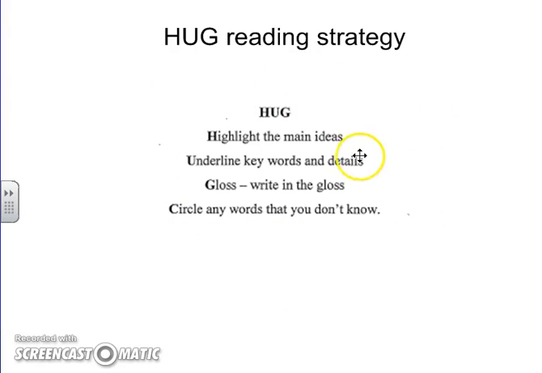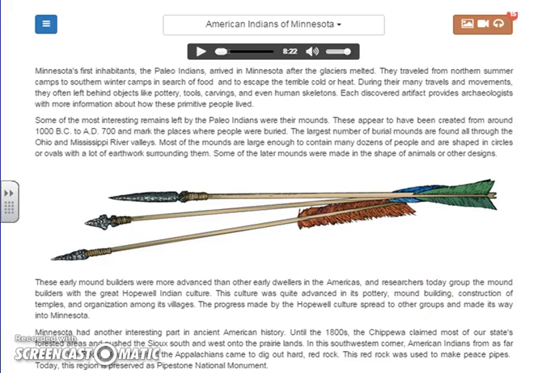HUG. So I need to highlight the main ideas. Usually the main idea is the first sentence or sometimes even the last sentence of the article. So I'm going to grab my highlighter and let's see. This first paragraph was talking about these people and how they lived. So I would say a very good main idea is that Minnesotans' first inhabitants were the Paleo-Indians, because the rest of this talks about the Paleo-Indians.